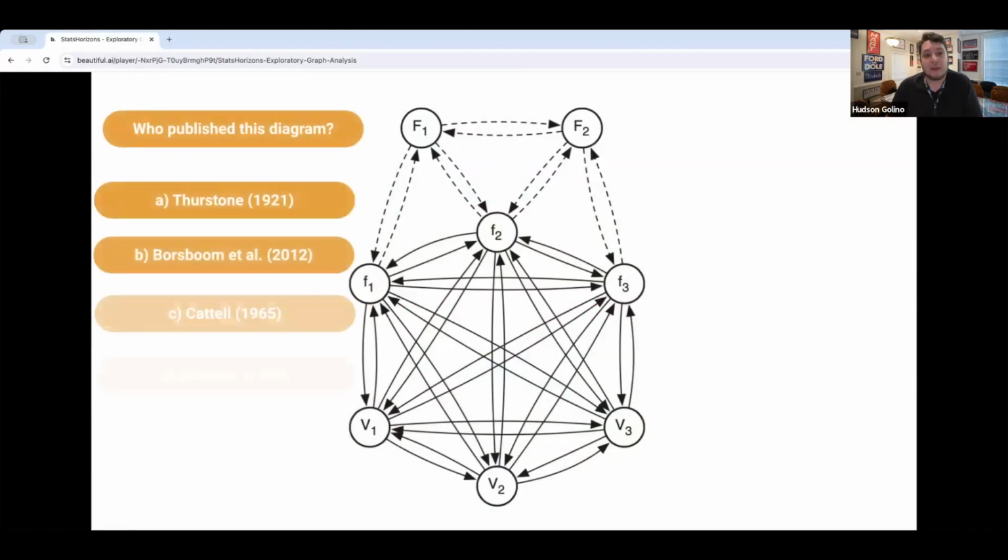I have here in front of you a diagram, and I would like you to try to guess who published this diagram. Was it Thurstone in 1921? Was it Danny Boersma and his colleagues in 2012? Was it Raymond Cattell in 1965, or was it Louis Guttman in 1953? Can you guess?